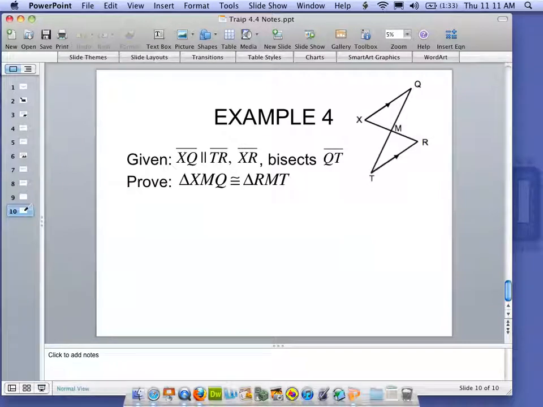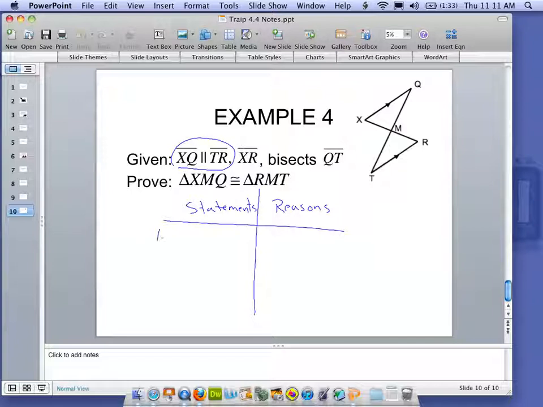Okay, example number 4 is over on the last page. We have another proof. And so we want to set up our T, our statements and our reasons. And statement number 1 says that the segment XQ is parallel to the segment TR. That was given, and on my diagram, that's what these little arrows are showing me.